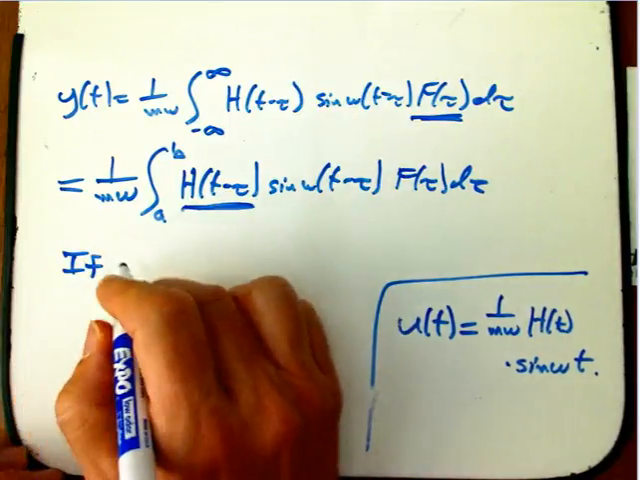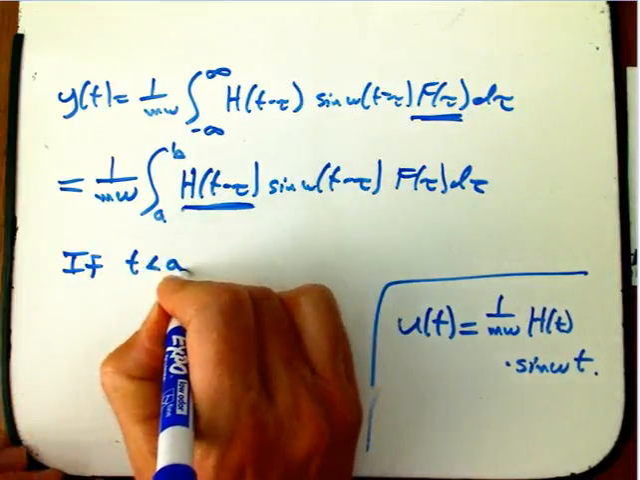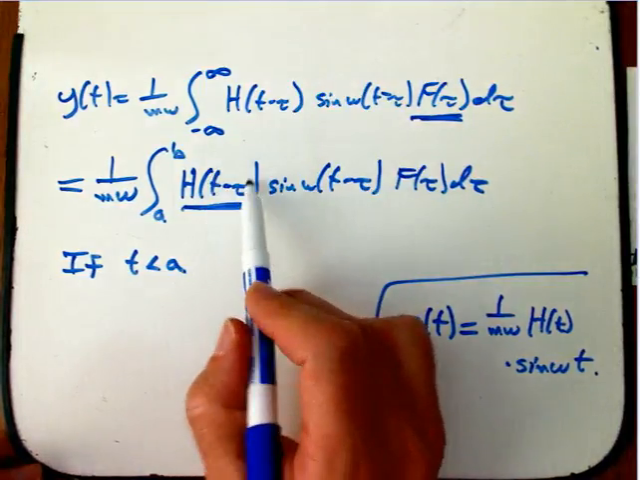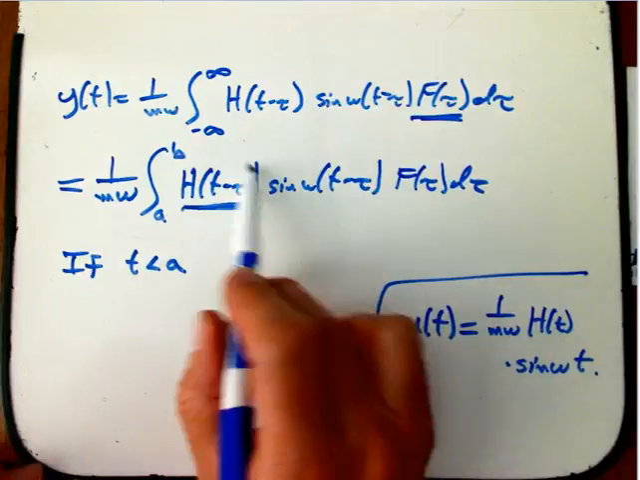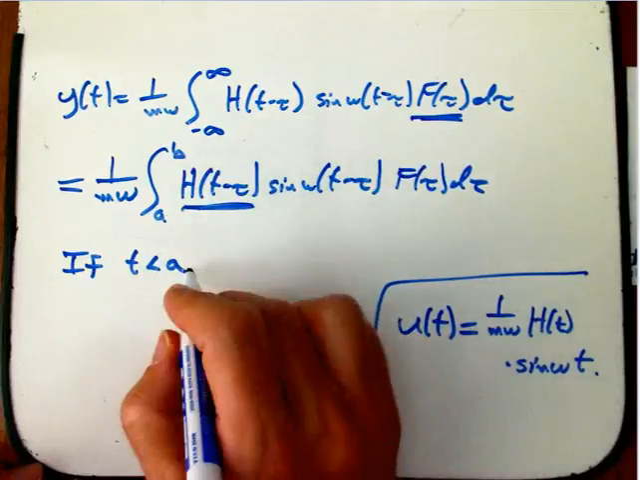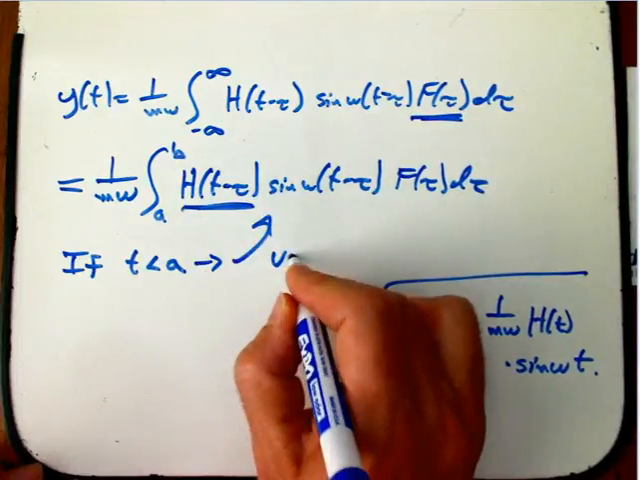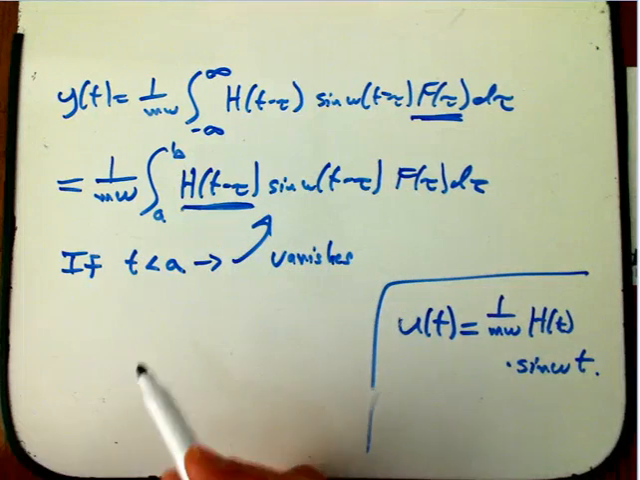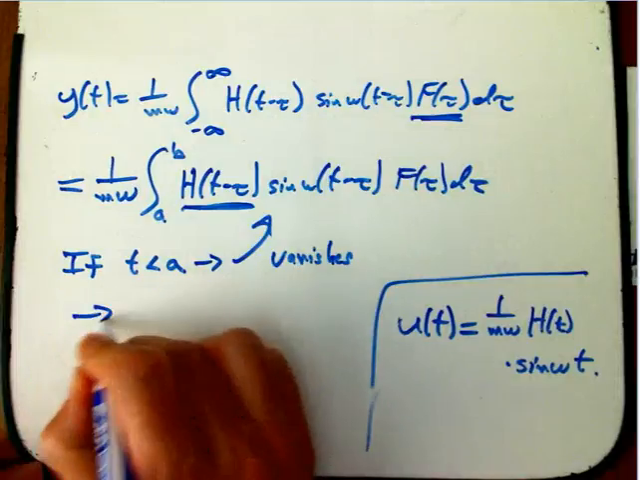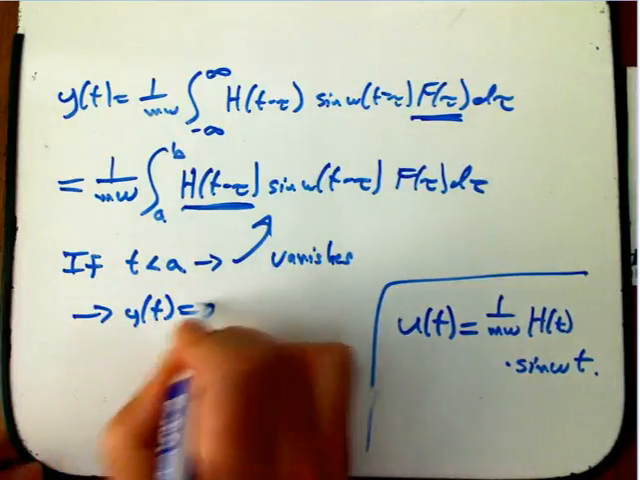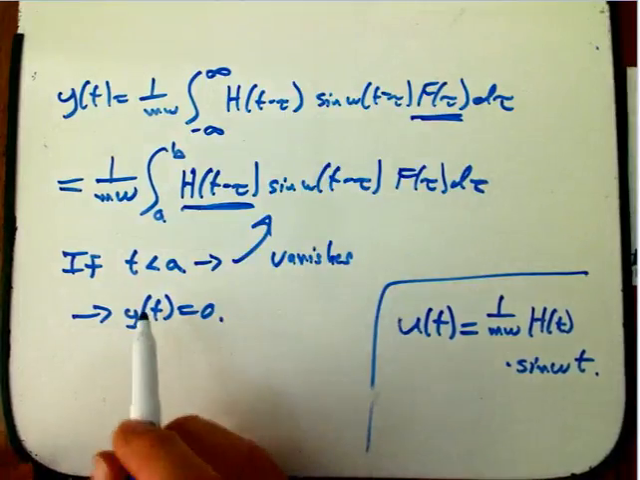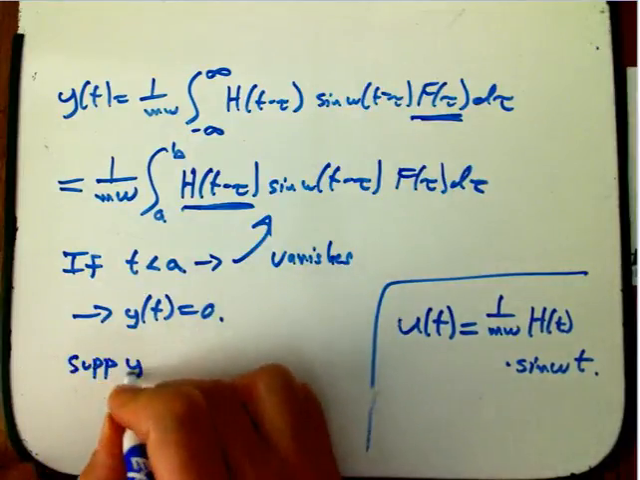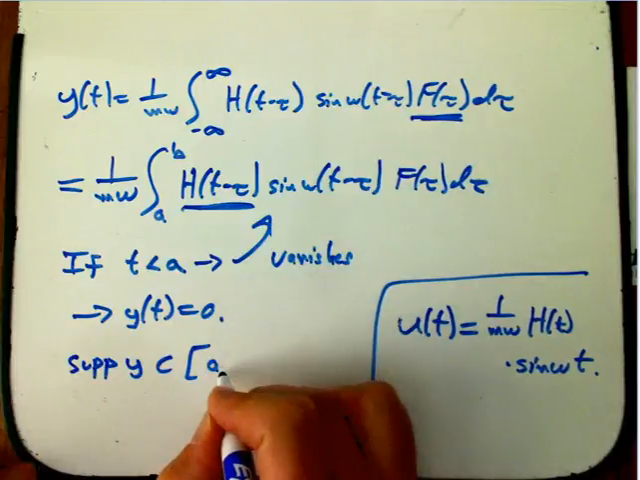If t is less than a, then you're going to take a number less than a and subtract a number that's a or bigger, and of course that's going to kill this unit step function. Then the integrand vanishes, because there are no taus in this interval that make it non-zero, and therefore y of t equals 0. So y vanishes for t less than a, and that says the support of y is in a to infinity.